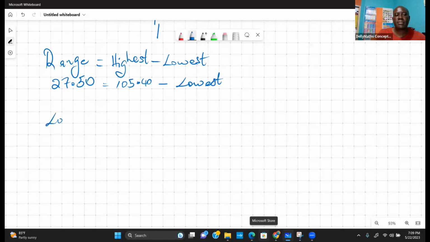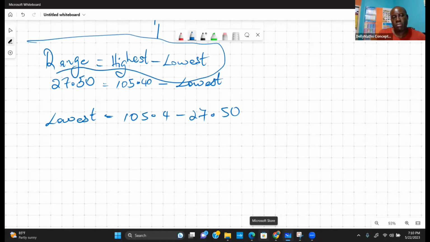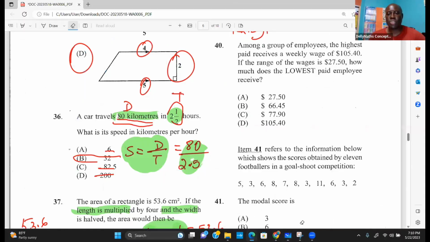So the lowest is the highest minus your range. I'm just saying it's simple math. This is where the answer is. If I take the range from the highest, I get the lowest. See there? So the range is that, but you can manipulate the idea to get what you want. So do your subtraction. All right, so what are we gonna subtract?